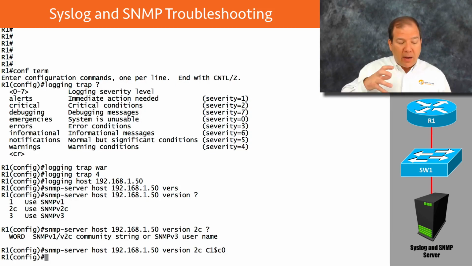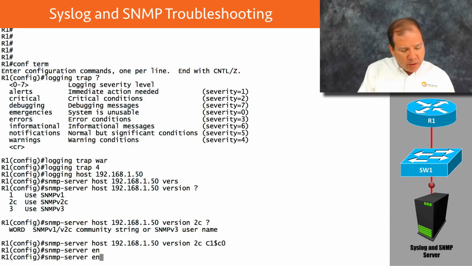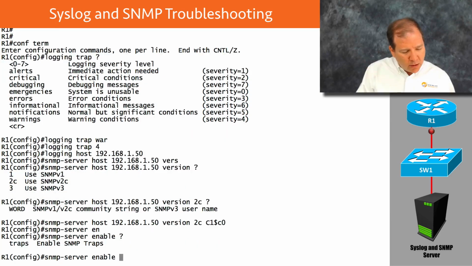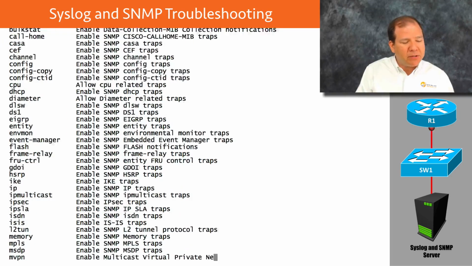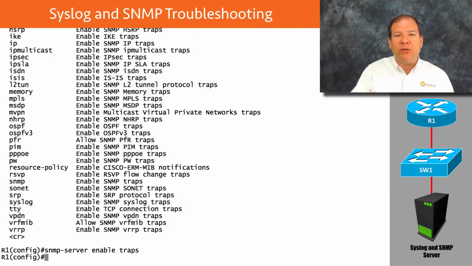Well, now I've pointed to my SNMP server, but here's a common troubleshooting target. I've not enabled any traps. I've not told this router to send trap messages to my SNMP server. Let's see how to enable those now. We can say snmp-server enable, and we could specify an individual trap or traps. You can see as I scroll through, there's quite a few of them. If I just press enter, that enables all of the traps.